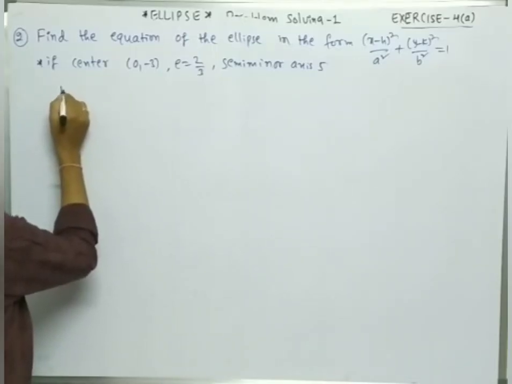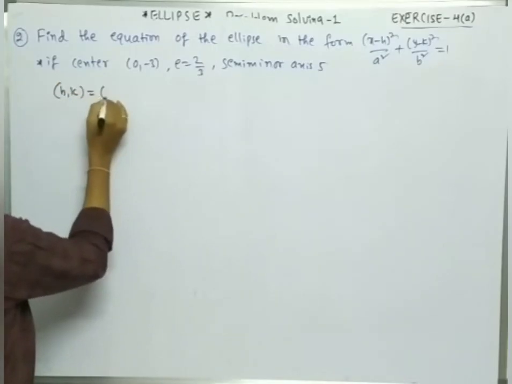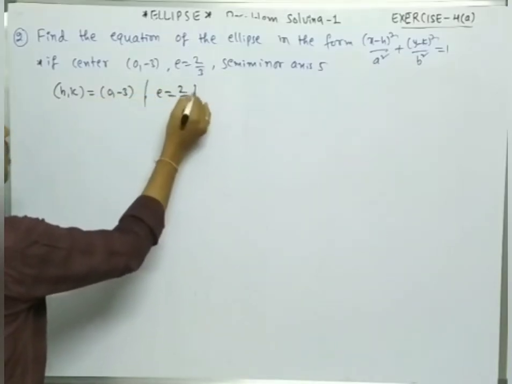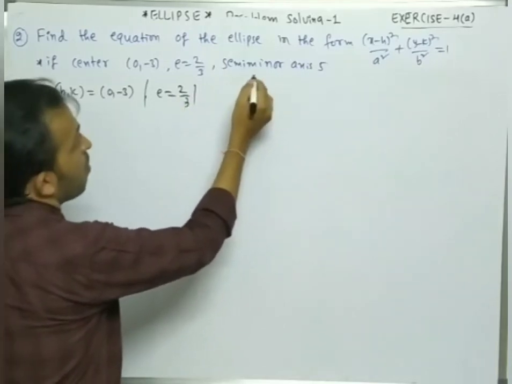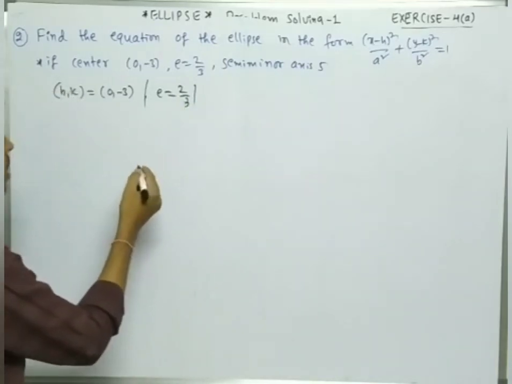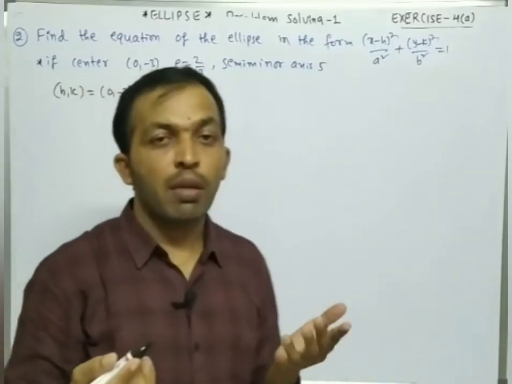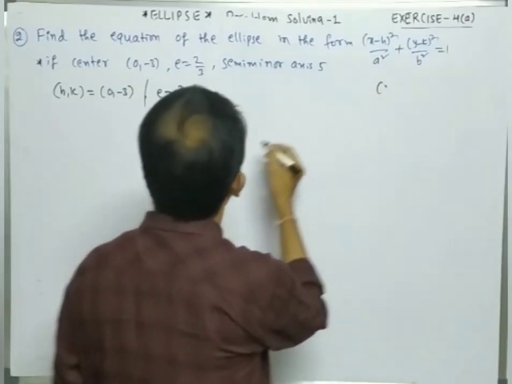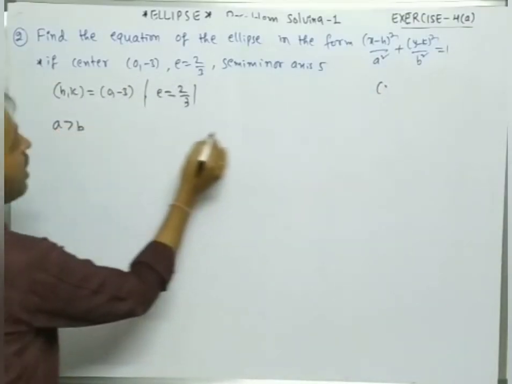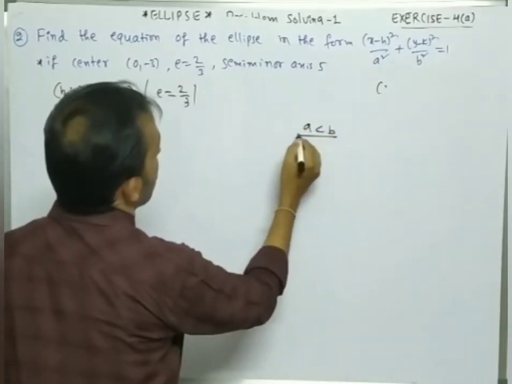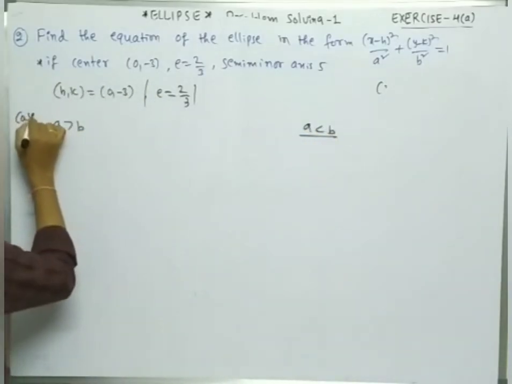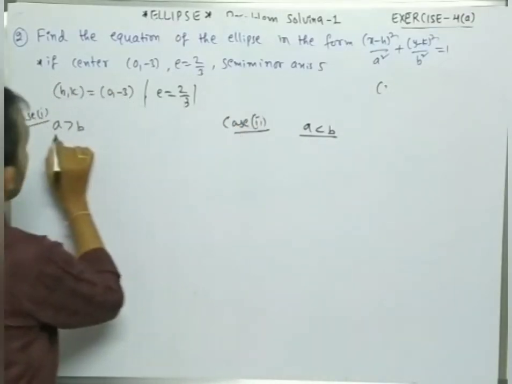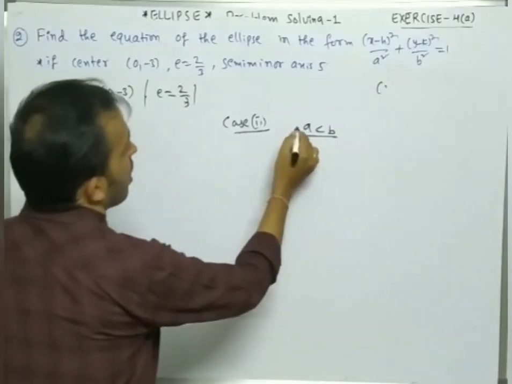Center means h comma k is 0 comma minus 3, and eccentricity is 2 by 3, and semi minor axis means... here, semi minor axis means the condition is not mentioned, whether a greater than b or a less than b. The condition is not mentioned. So we should find the equation in two cases. One is take a greater than b, and in another case take a less than b.